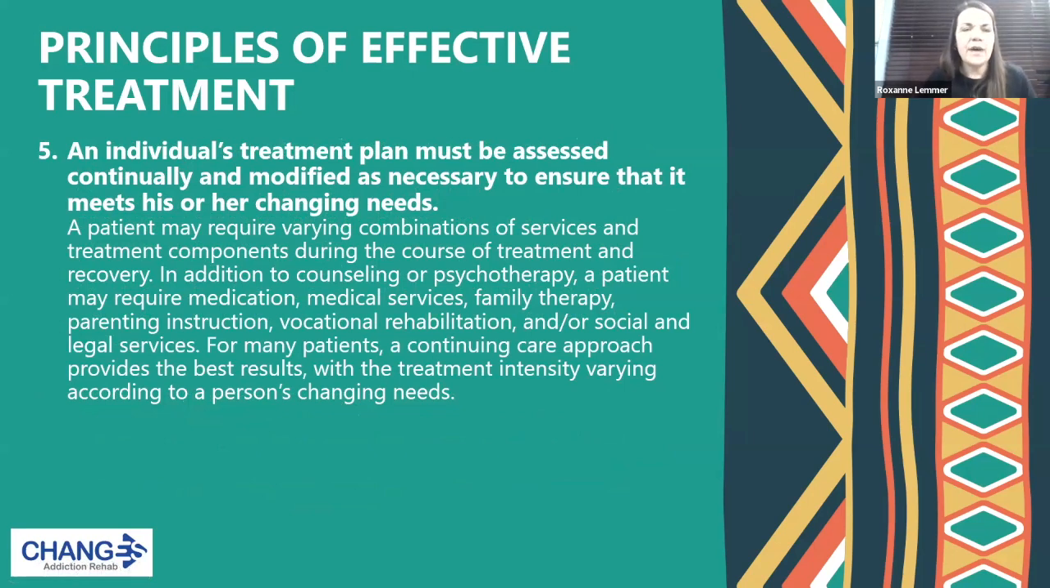Number 5, an individual's treatment plan must be assessed continually and modified as necessary to ensure that it meets his or her changing needs. A patient may require varying combinations of services and treatment components during the course of their treatment and recovery. In addition to counseling or psychotherapy, a patient may require medication, medical services, family therapy, parenting instruction, vocational rehabilitation, and all social and legal services.